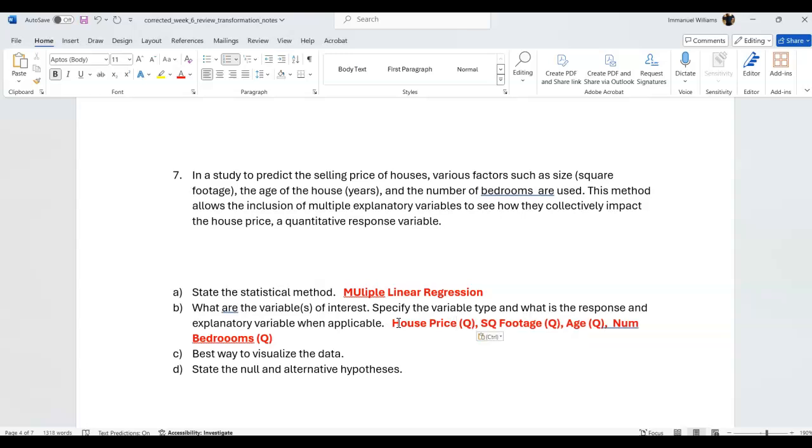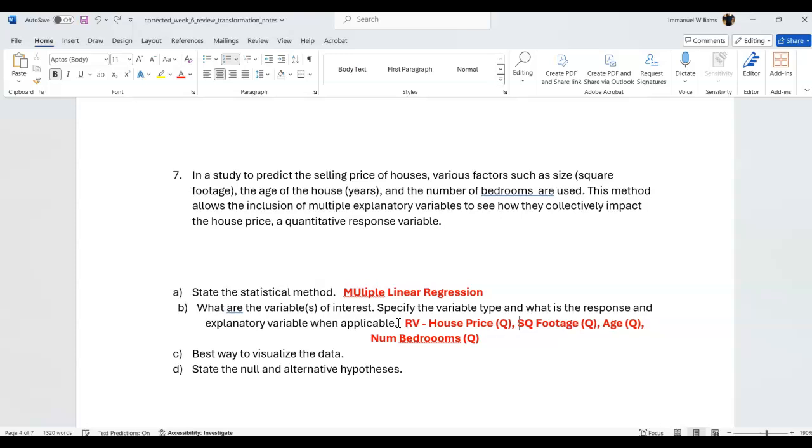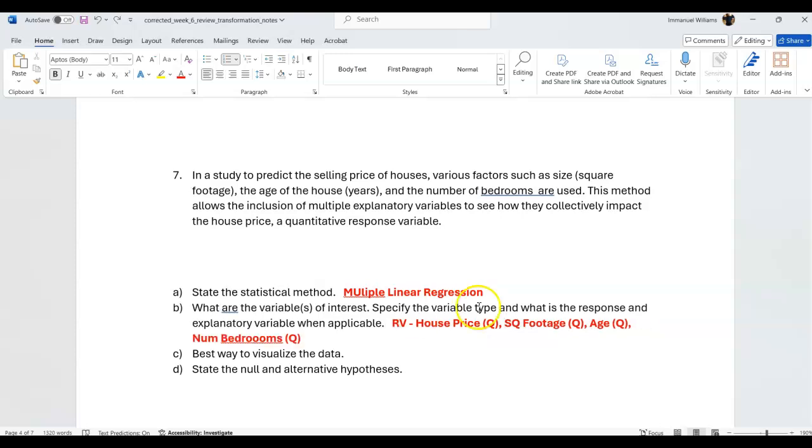However, this is going to be the RV, the response variable. Look at me abbreviating. And these are all going to be EVs, explanatory variables. The best way to visualize this data is, we didn't give it a name, but really it's a scatter plot, a matrix of scatter plots, so you can see all the relationships together.